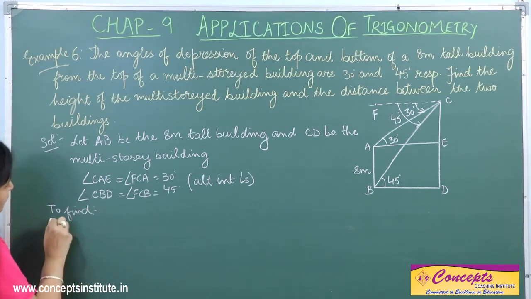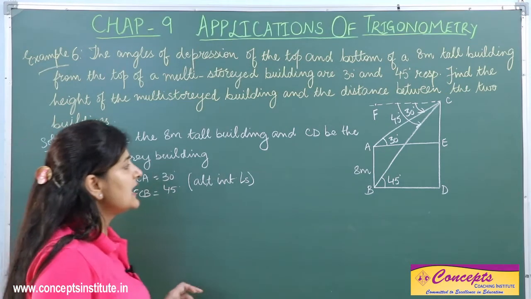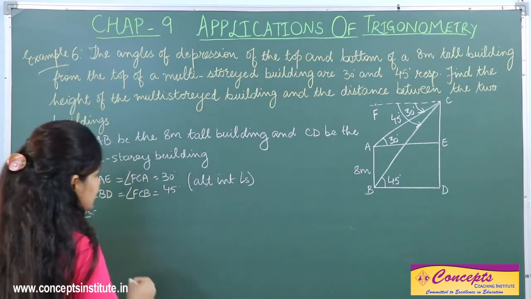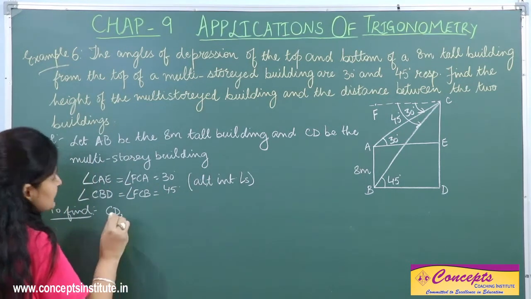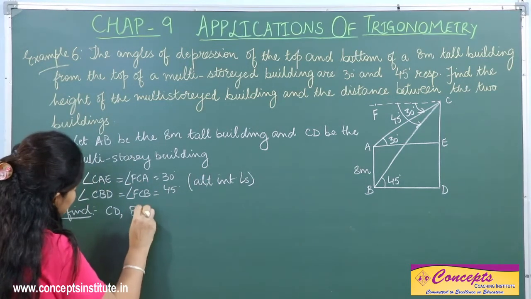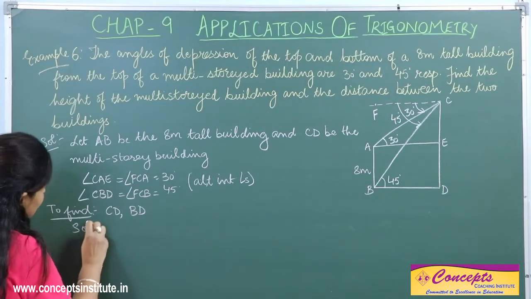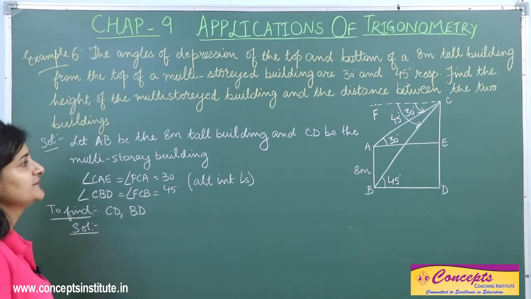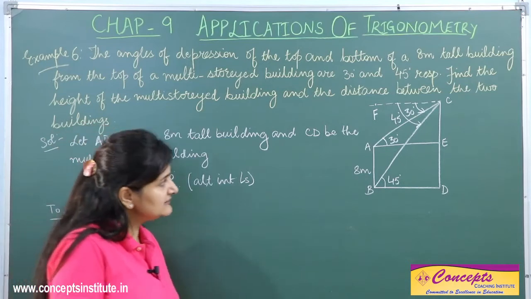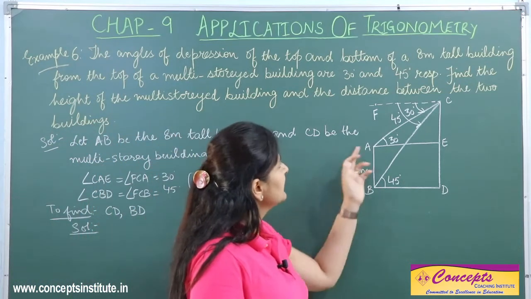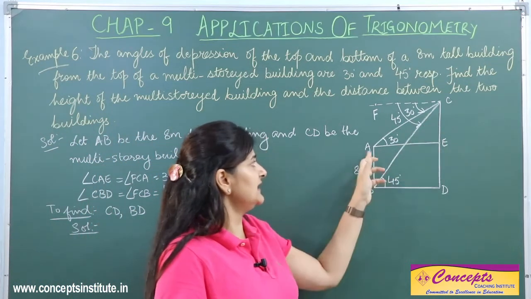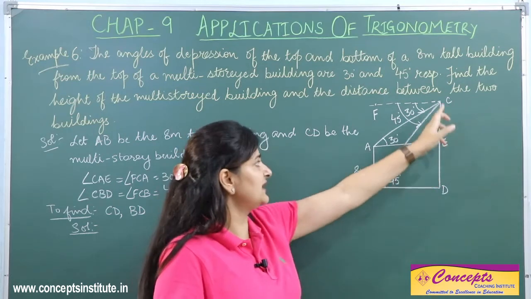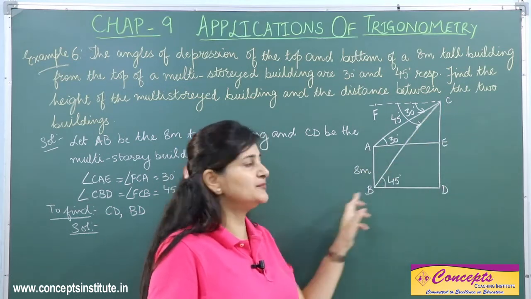So now what am I supposed to find out? I have to find the height of the multi-story building, that is CD, and also the distance between the two buildings, that is BD. So let's see how we go about it. Now, the two right triangles that I have are CEA and CDB, right?